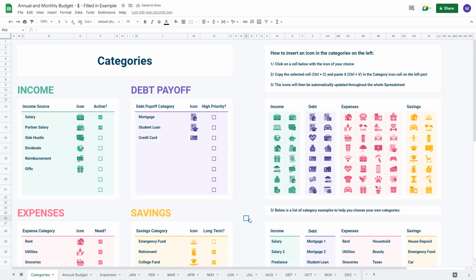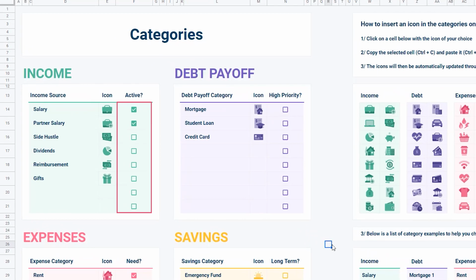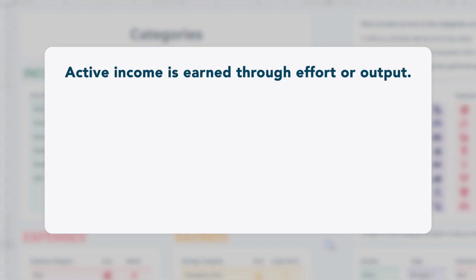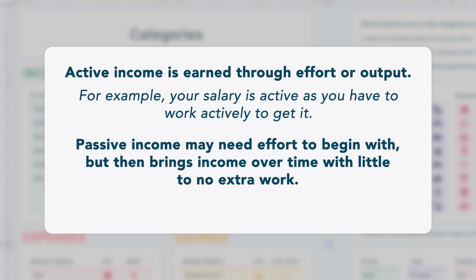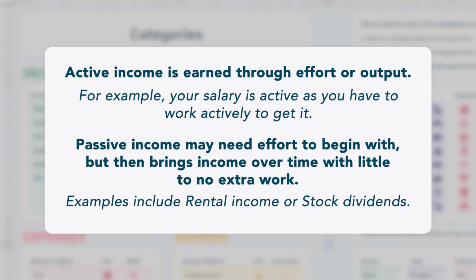The last thing to do in the Categories tab is to define each category according to 2 specific criteria. These criteria will help you better analyze your finances in other tabs. First, active or passive income. Active income is earned through effort or output. For example, your salary is active as you have to work actively to get it. Passive income, on the other hand, may need effort to begin with, but then brings income over time with little to no extra work. Examples include rental income or stock dividends.